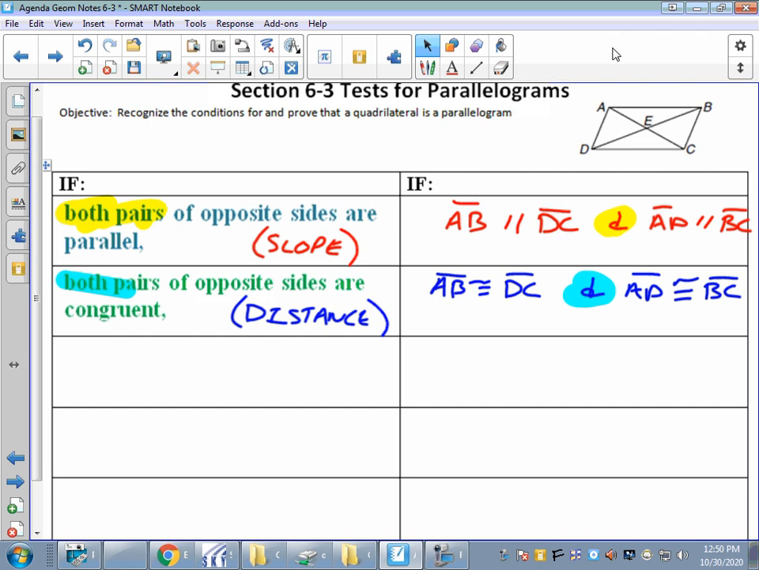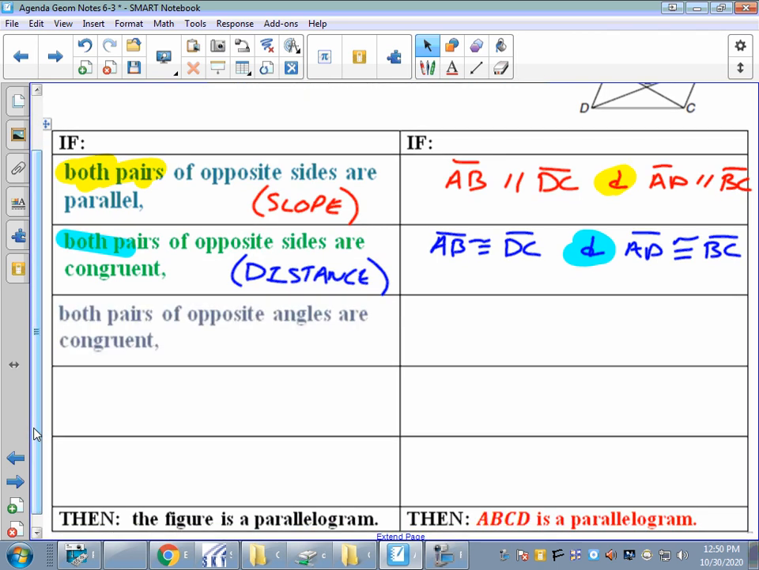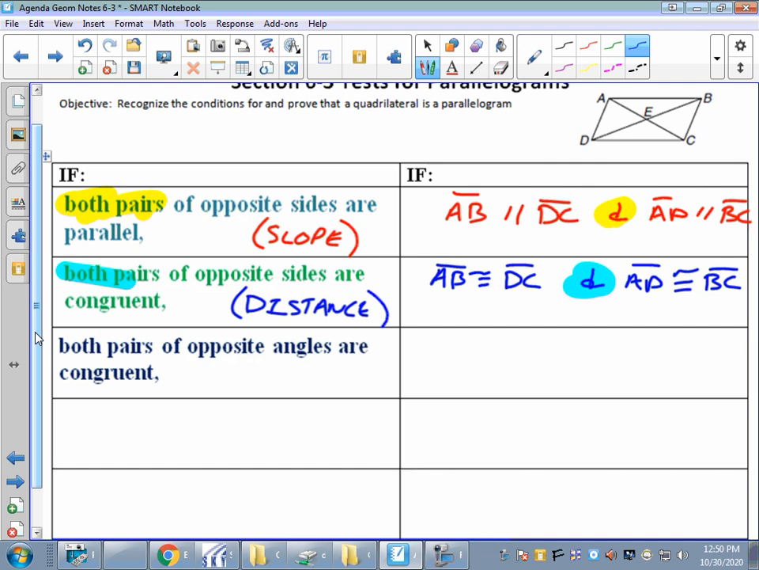The next condition to be a parallelogram is that both pairs of opposite angles are congruent. Both pairs of opposite angles have to be congruent. So in our diagram above, we'd have to be able to prove that angle A is congruent to angle C, and we'd have to be able to prove that angle B is congruent with angle D. Again, there's an and symbol there. Both pairs would have to be congruent angles.